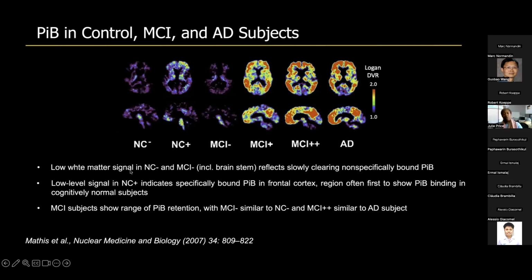You can have a normal control. These are people who are cognitively thinking normally, with evidence of just a little bit of accumulation. And these are people who have cognitive deficits, but some may not be of the Alzheimer's type, and some can have as much accumulation as AD.